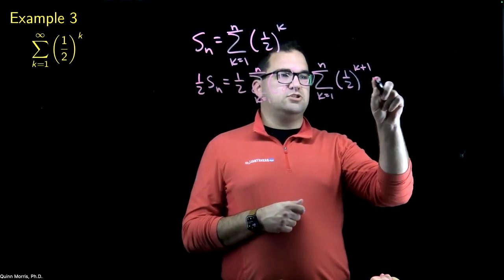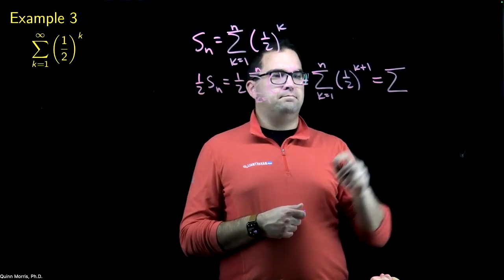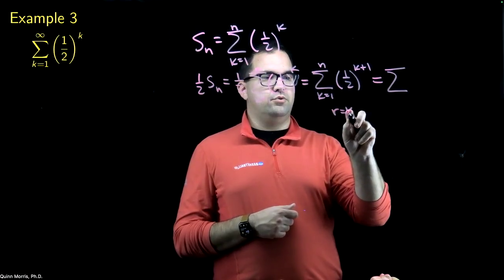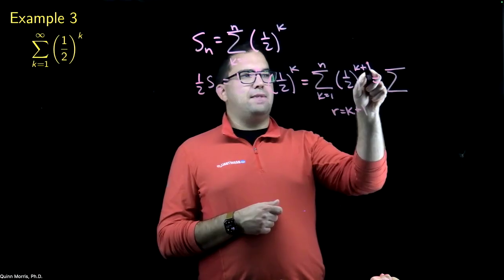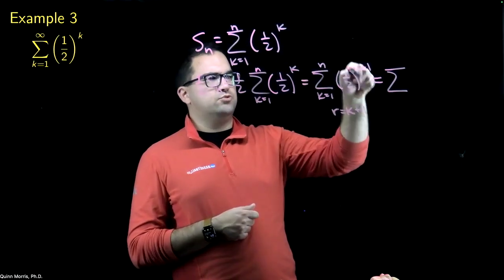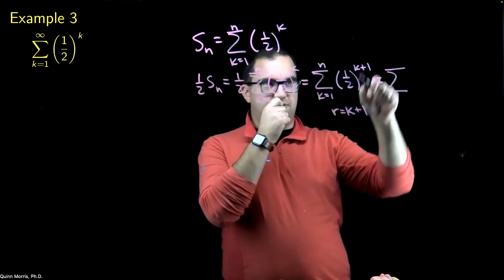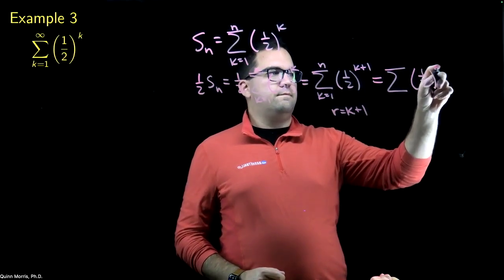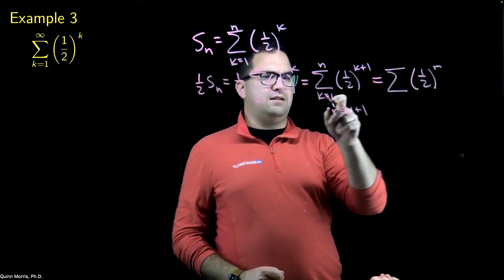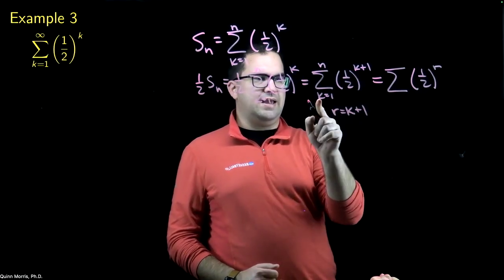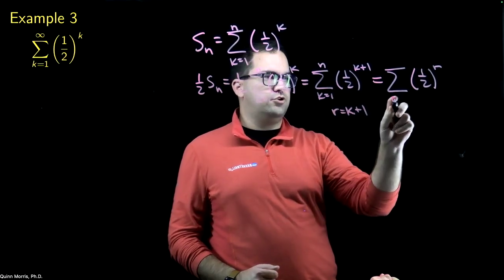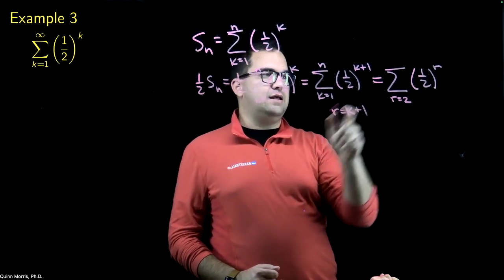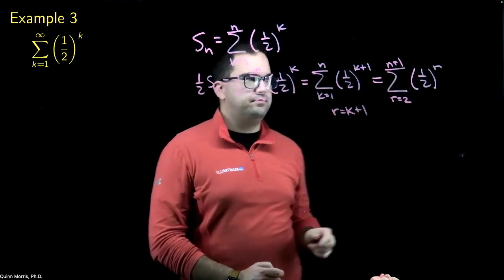One of the things you might notice is you can re-index this sum. If I let r be equal to k plus 1, my goal is to have just a single variable here. So let me replace this k plus 1 with an r. But then my indices are going to change. When k is equal to 1, r is equal to 2. And when k is equal to n, r is going to be equal to n plus 1.